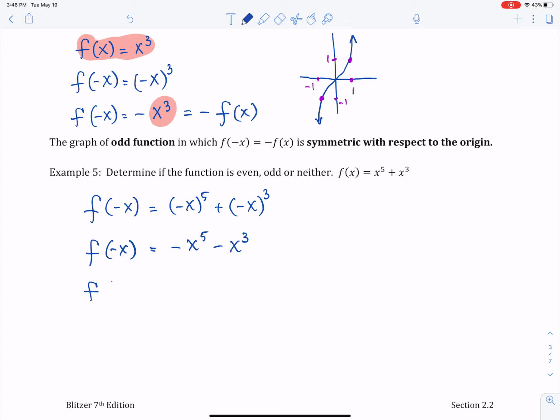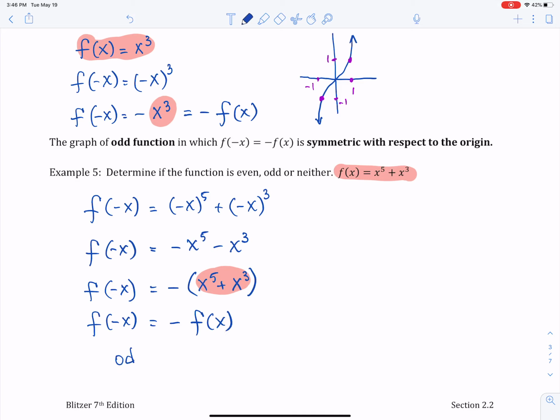Notice that we can factor out the minus sign from both, and we are able to recognize the original function right here. So f of negative x is equal to negative f of x, which means this is an odd function.